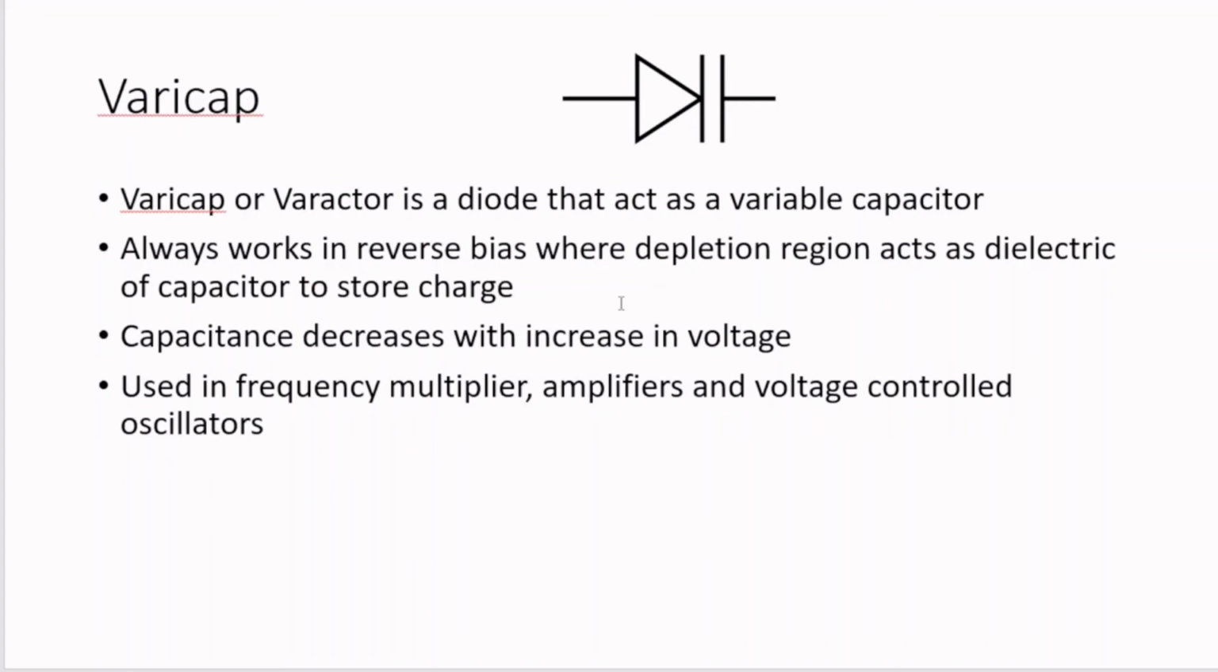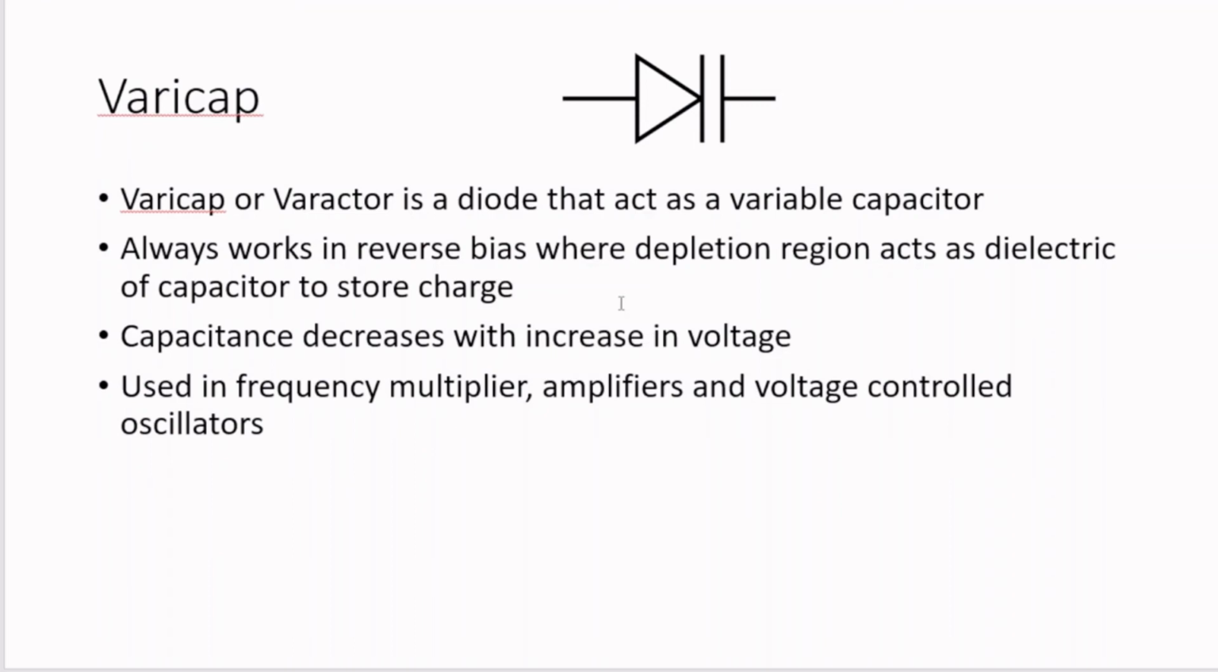They always work in a reverse bias condition. What happens is, if you take a normal diode and start making it work in a reverse bias condition, the depletion layer that we mentioned before acts as the dielectric of the capacitor, which stores the charge. Now, when we increase the reverse bias voltage, the capacitance decreases. So the lower the voltage, the higher the capacitance. So that's why the capacitance is actually variable in this one.